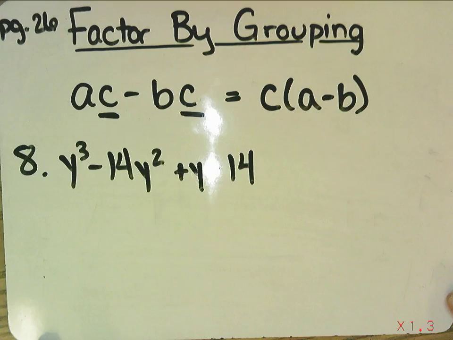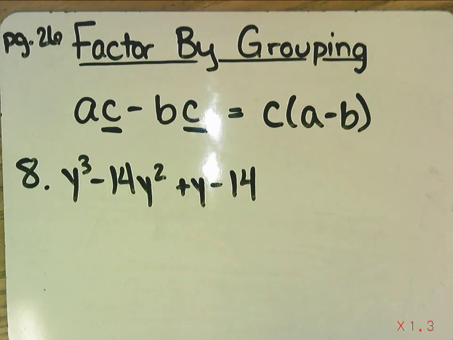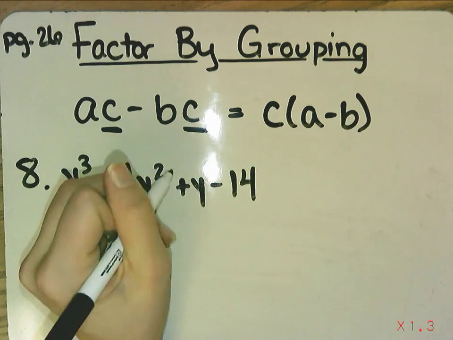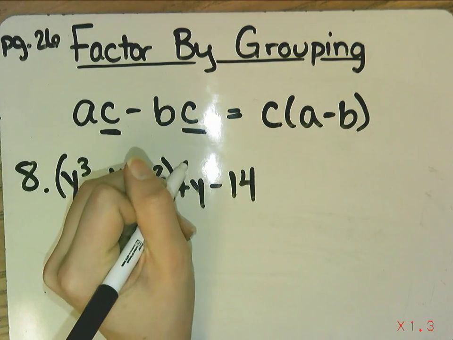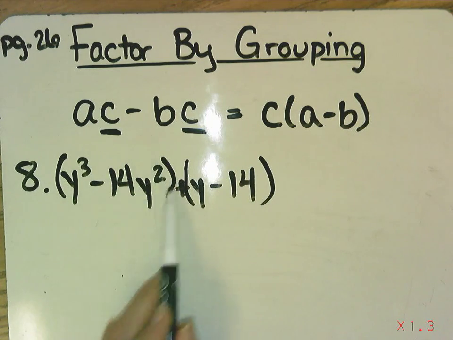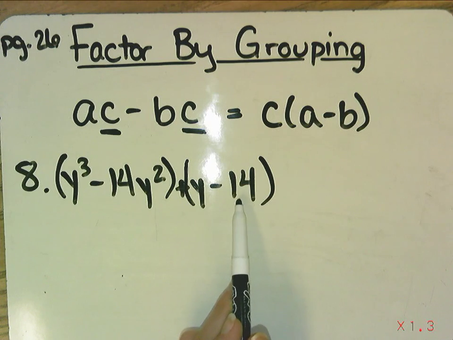So number 8 is just a 4-term polynomial, okay? Factoring by grouping is very helpful whenever you have a 4-term polynomial like we have here. So I'm going to make 2 groups of 2. So here's my first group, I've got 2 terms. Here's my second group, I've got 2 terms. So I'm going to look at them one grouping at a time.